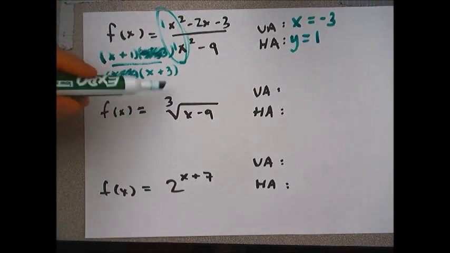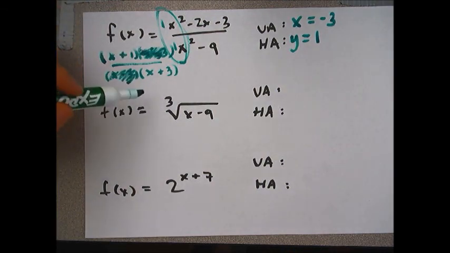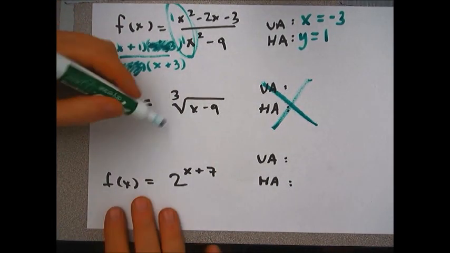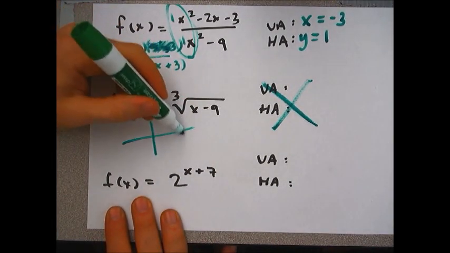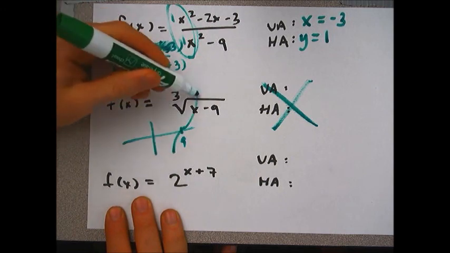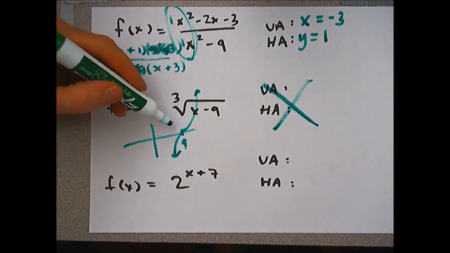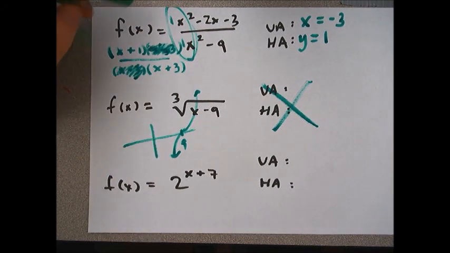Next one, cube root. Have we learned anything about a cube root graph involving asymptotes? No, none. Okay, so if you wanted to know this, you would try to take a look at the graph. This would be 9 to the right, something or other that looked like that. Either way, it didn't have asymptotes. So if you weren't sure, you would graph it. Okay. Last one's the exponential.